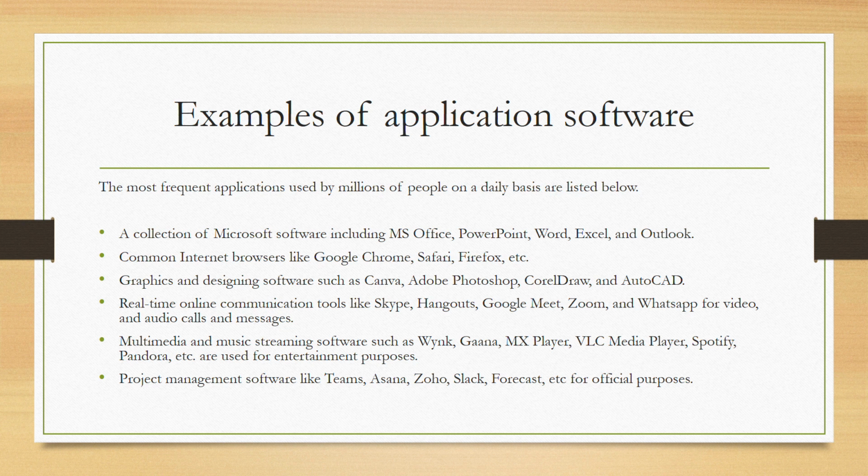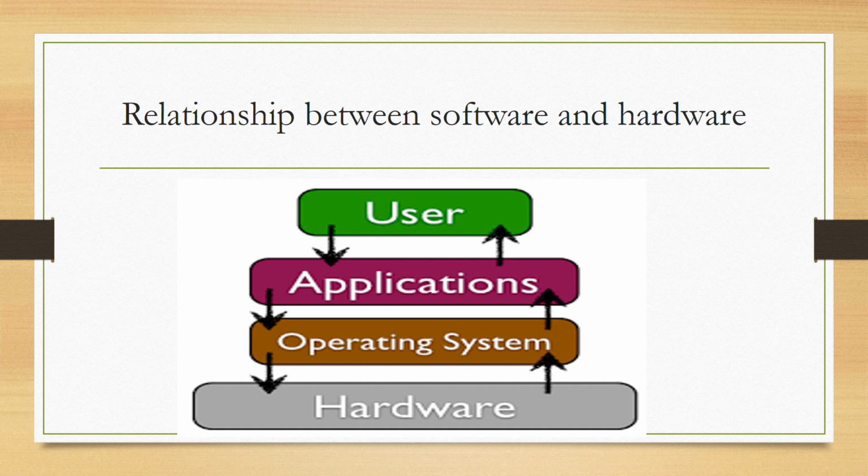Now, examples of application software: we have Microsoft Office, Chrome, Adobe Photoshop, Zoom, WhatsApp, a lot of different softwares. These are application software. We only get them once we download and install them. They are for a specific job that we want them to do.